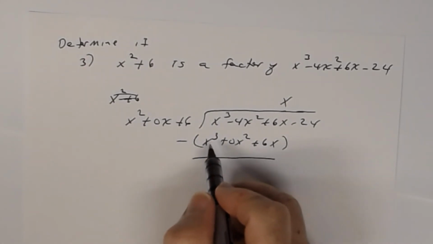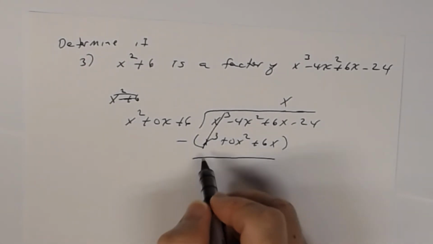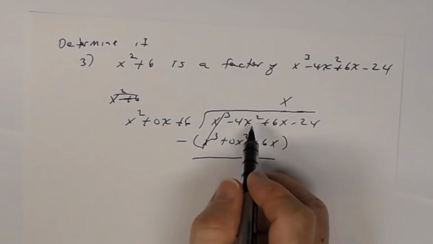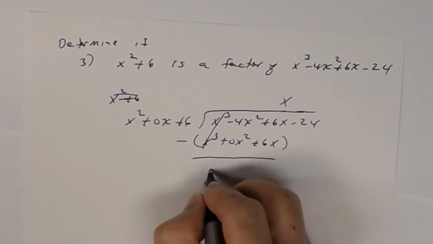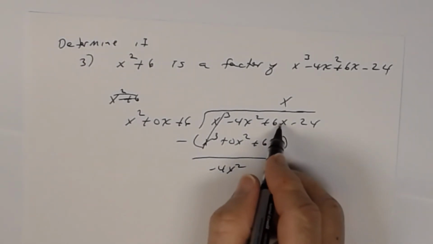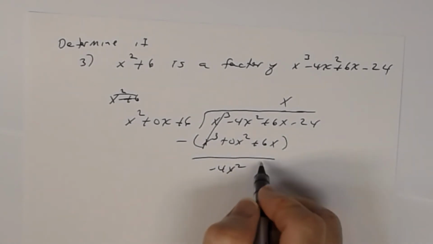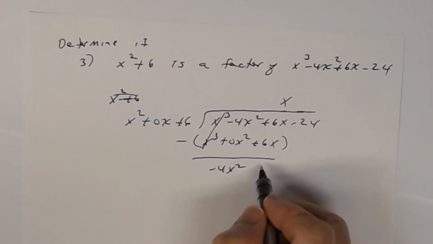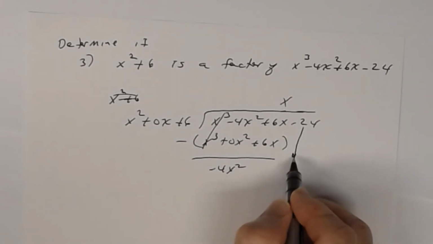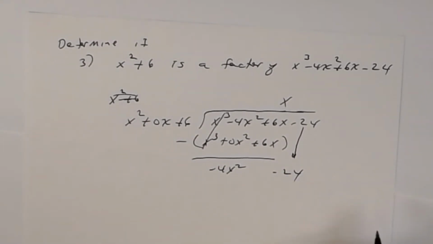x cubed minus x cubed is 0. A negative 4x squared minus 0x squared is a negative 4x squared. 6x minus 6x is 0 as well. All right, so don't put the 0 here, just bring down the next term. Okay, just like that. And then you do the division all over again.